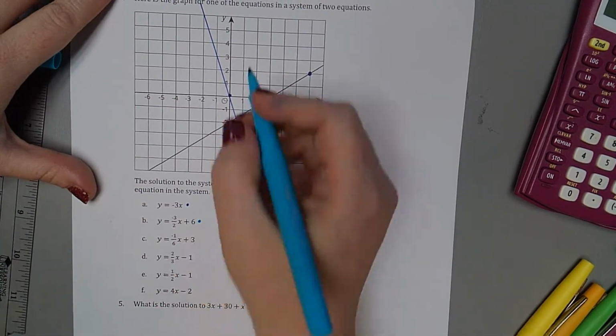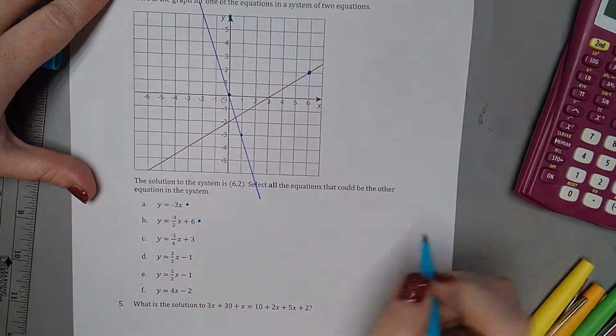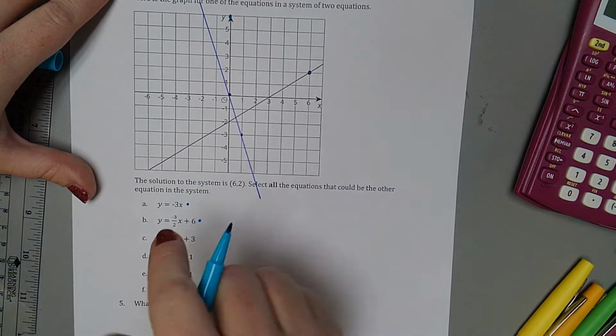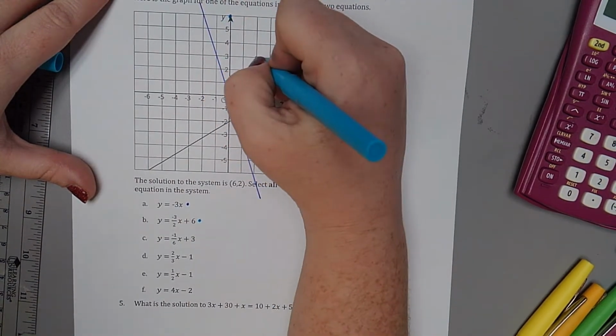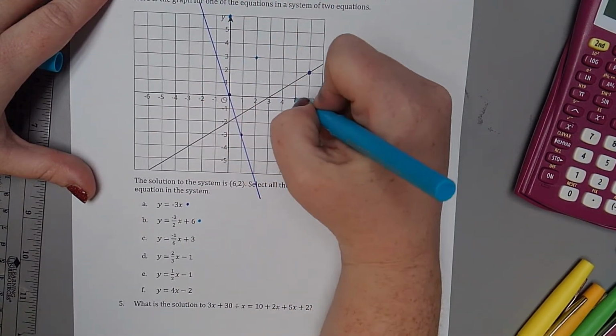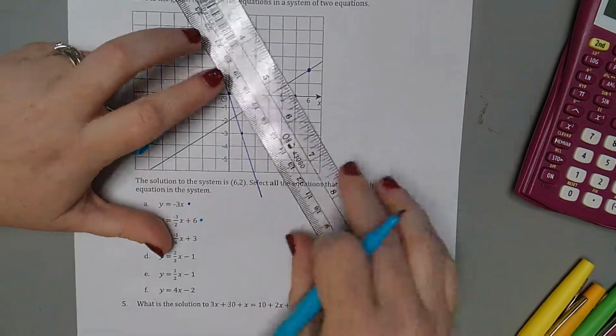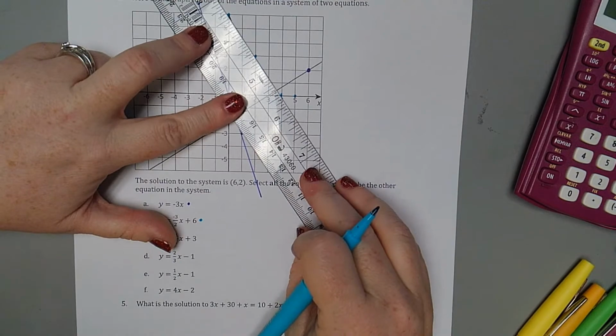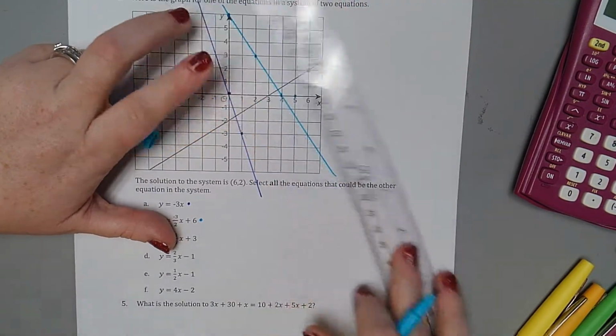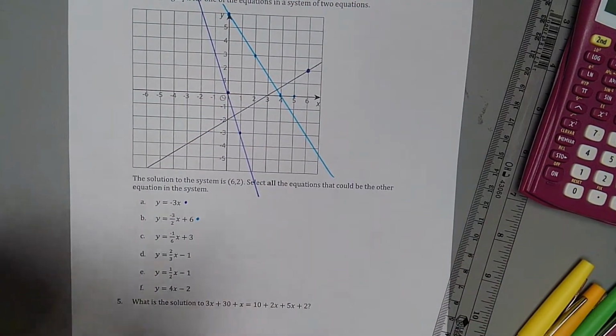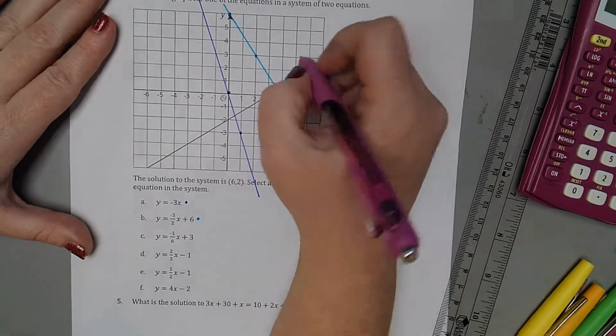Next, we're going to have this color. My y-intercept is 6, so I'm up here. And my slope is down 3, right 2. Down 3, right 2, down 3, right 2. Connect my points. Remember, we are looking for the one that goes through this point right here.